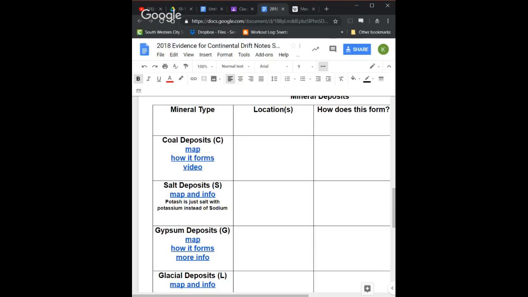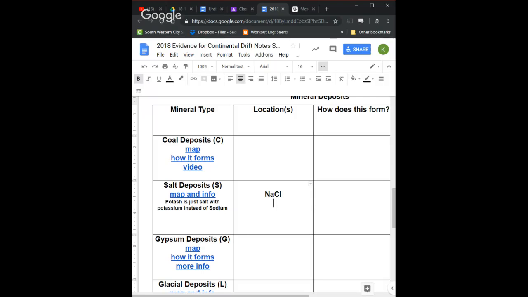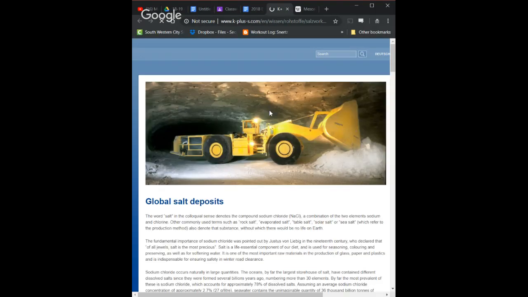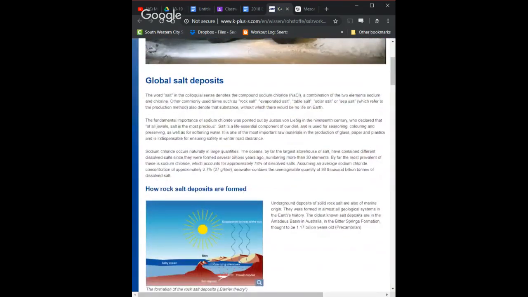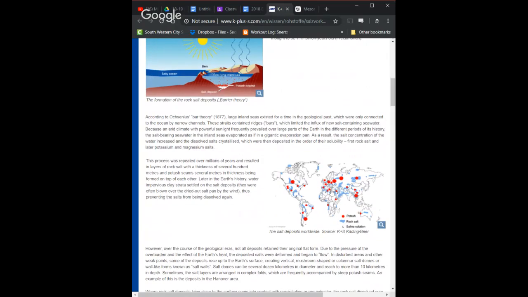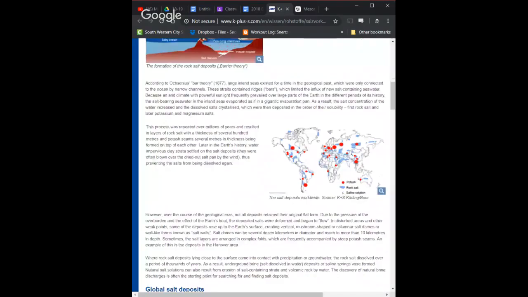Salt with potassium instead of sodium. So you know that salt is NaCl, right? Potash is just KCl, potassium salt instead of sodium salt. That's a little note for you, super smart folks. So let's take a look here at this global salt deposits map. Here's some information about how salt forms. Here's where you can find salt. Most of it is potash, but you can find rock salt also. And then there's saline solution, which is just really salty water, basically.